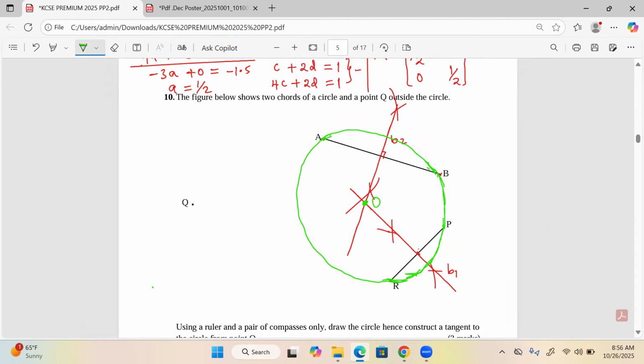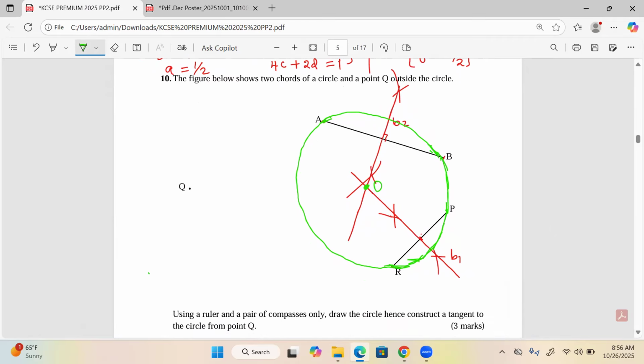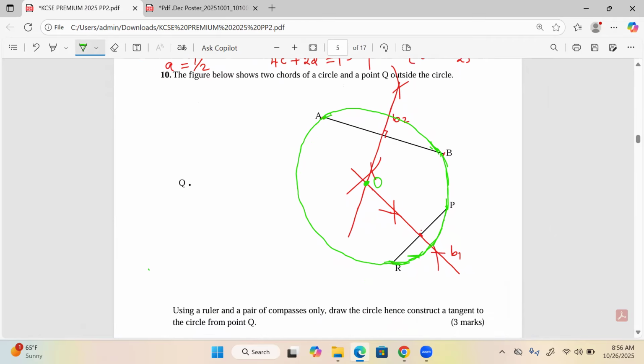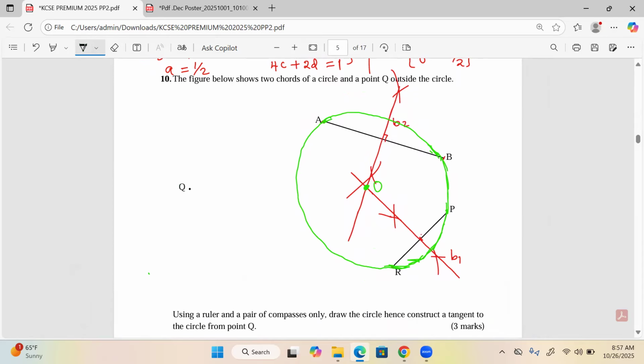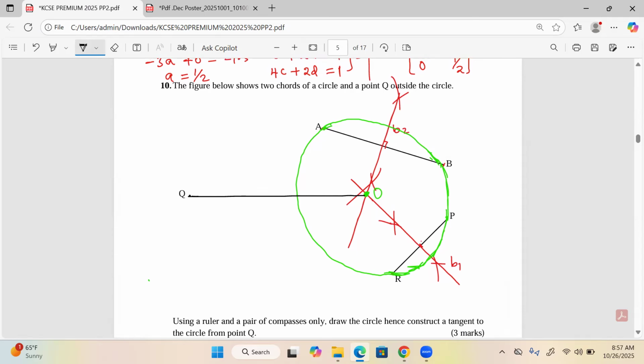So with this now, we should know that the next thing is to construct a tangent to the circle from point Q. Actually, a tangent, we just need one. Remember, we can construct two tangents from a common point, but at least we need one in this case. So the first thing is to join Q to the center. Join the external point Q to the center. Then now bisect QO. The next step should be bisecting QO.